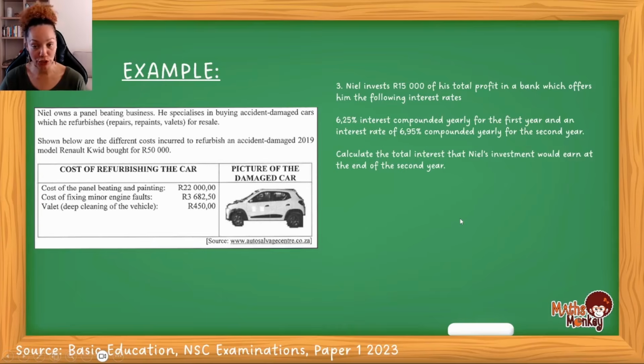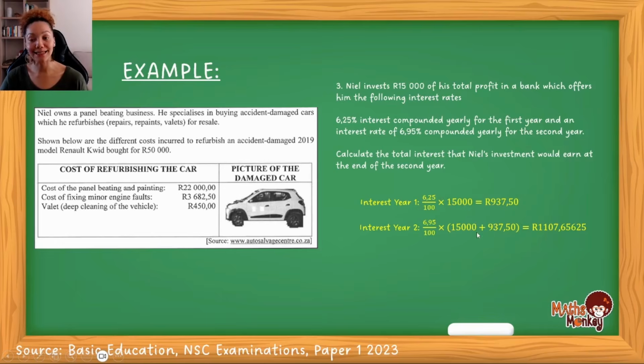So to answer this question, we're going to do it as follows. For the first year, his interest is 6.25 over 100 times what he invested, so 937 and 50 cents is what he makes in the first year. Now the total amount of money that he has in the account is the 15,000 plus this 937.50. So when we calculate the interest for the second year, we're going to calculate the 6.95% of both of these values, because remember we said compound interest is interest earned on interest. So this is the amount plus the interest that he's now going to earn this percentage on.